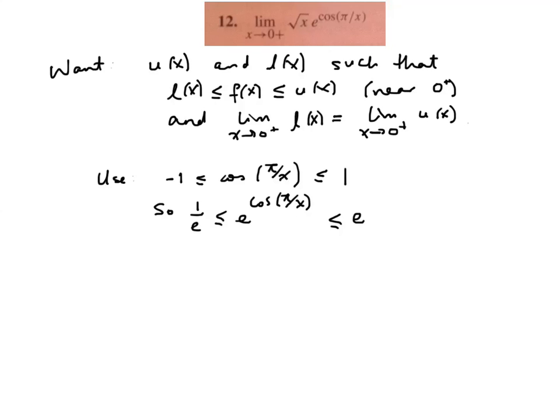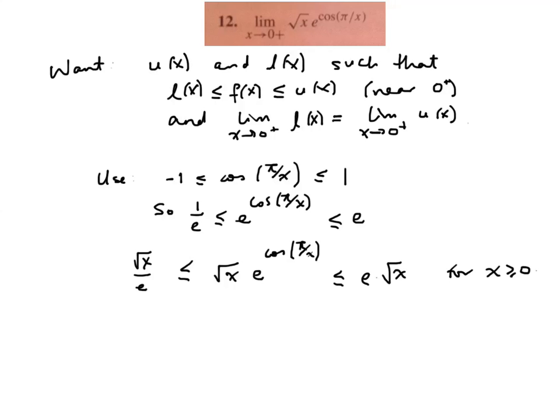All right, so this tells us then that the square root of x over e is less than or equal to the square root of x times e to the cosine pi over x, which is less than or equal to e times the square root of x for x greater than 0. Right, for x greater than or equal to 0, really.